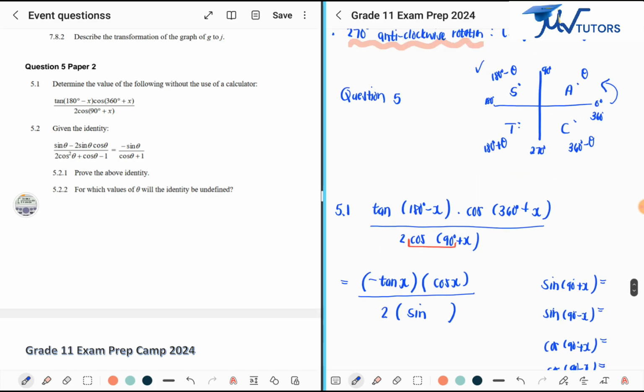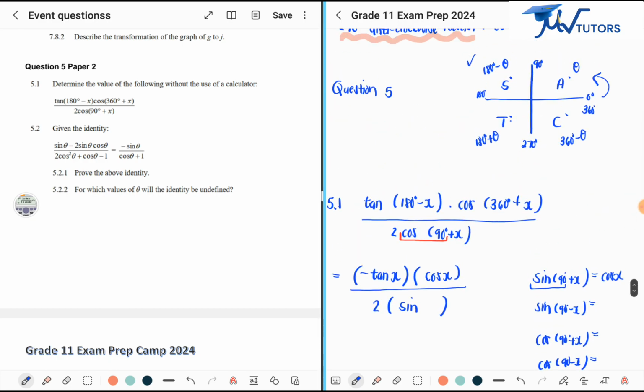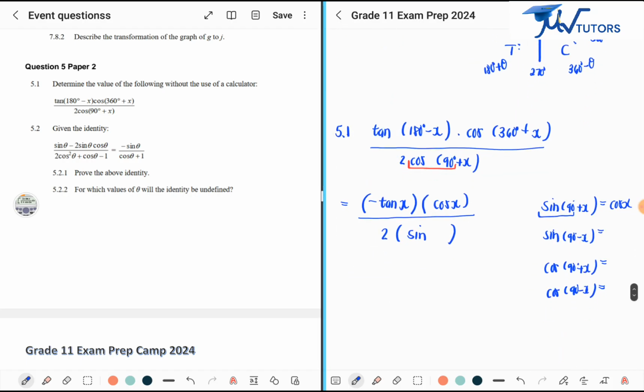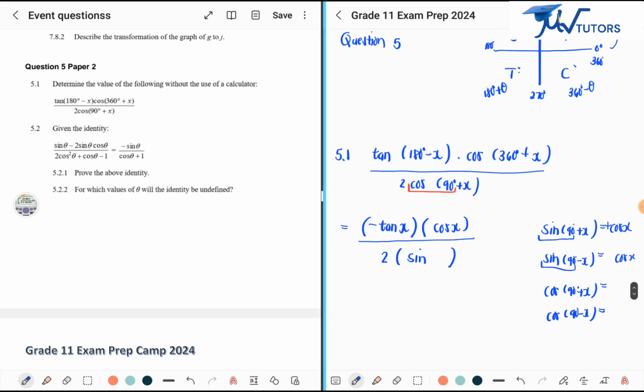Okay, if you have the sine and the 90, it changes to a cos x. Now 90 plus x means we're in the second quadrant, so sine is positive there. Same thing, sine and 90 changes it to a cos x. Now 90 minus x, we're in the first quadrant, and there sine is positive. So at least you know for sine, you always get a positive cos x.